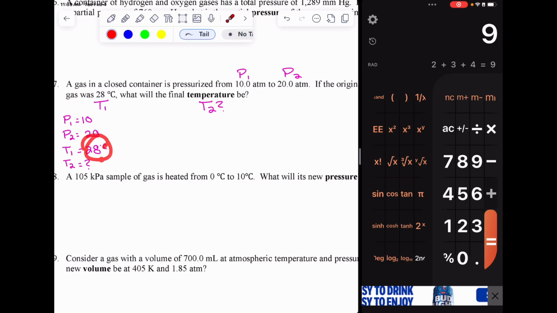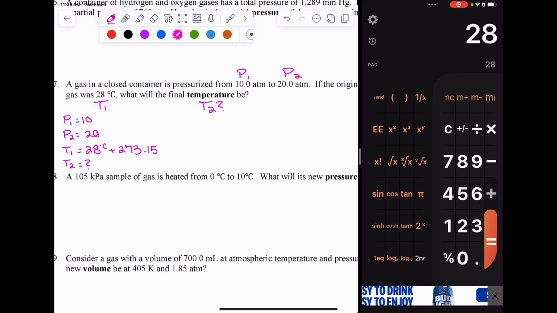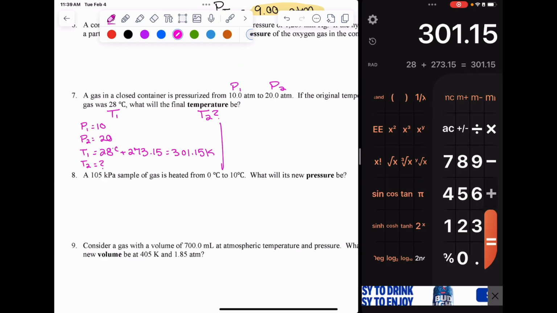Now, no matter what, this is in degrees Celsius. And what do we need it to be in? Kelvin. So we have to go ahead and add 273.15 degrees to that. And that will give us a total of 28 plus 273.15, 301.15 degrees Kelvin. All right. We have our knowns.